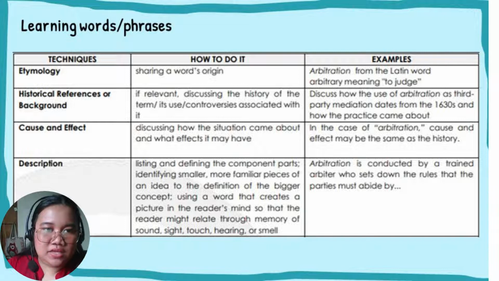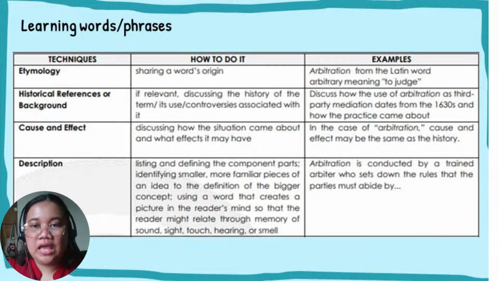Okay, so the next technique is historical references or background. So how to do it? If relevant, discussing the history of the term, its use, controversies associated with it. So for example, the term is arbitration, right? So you're going to discuss how the use of arbitration as third-party mediation dates from the 1630s and how the practice came about.